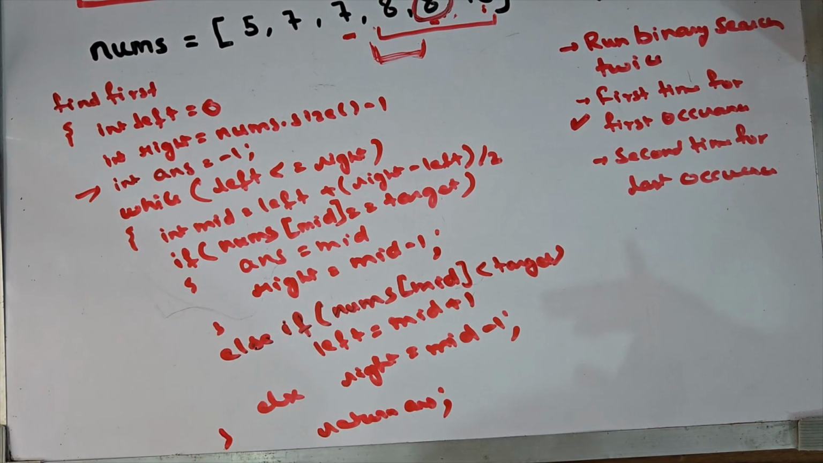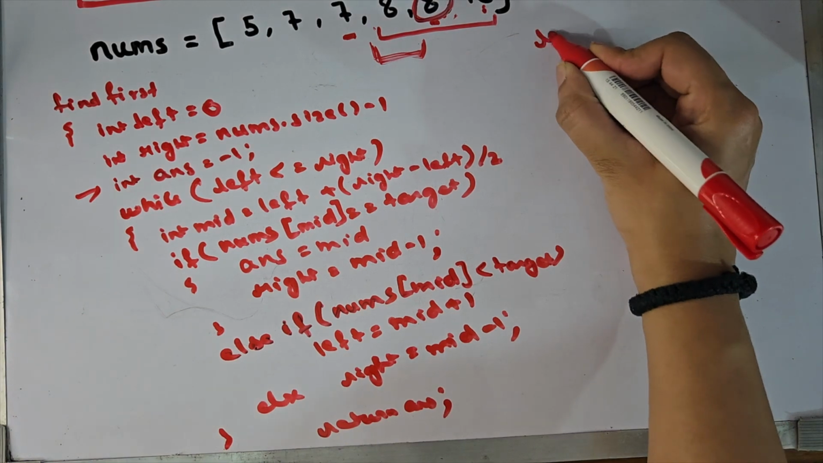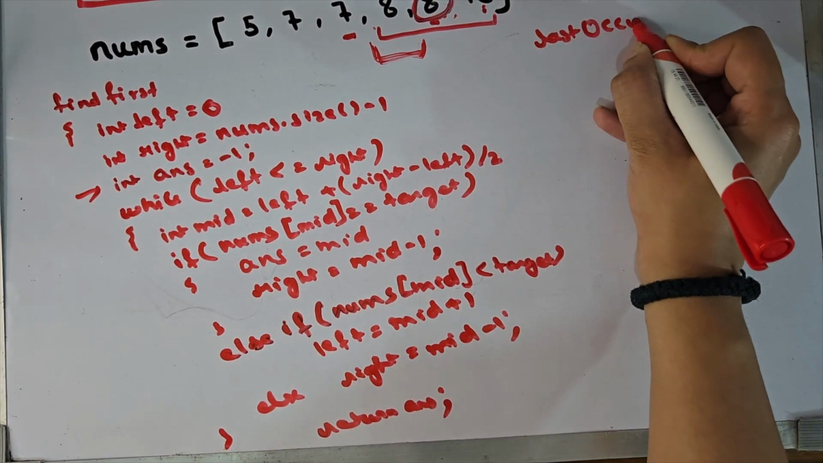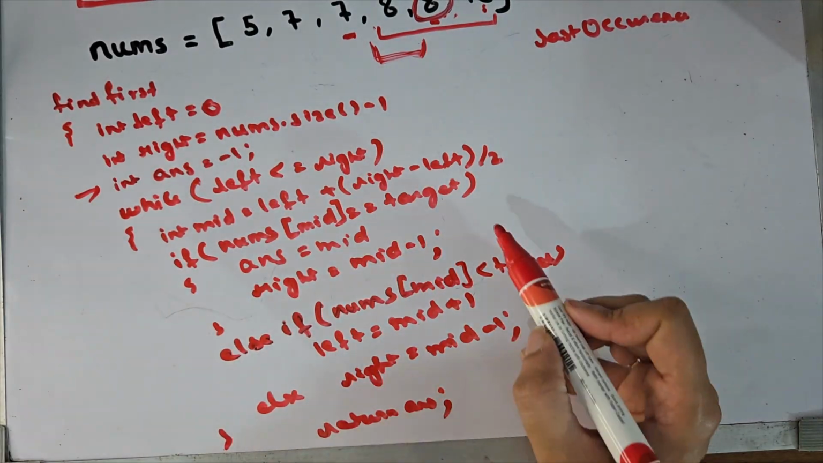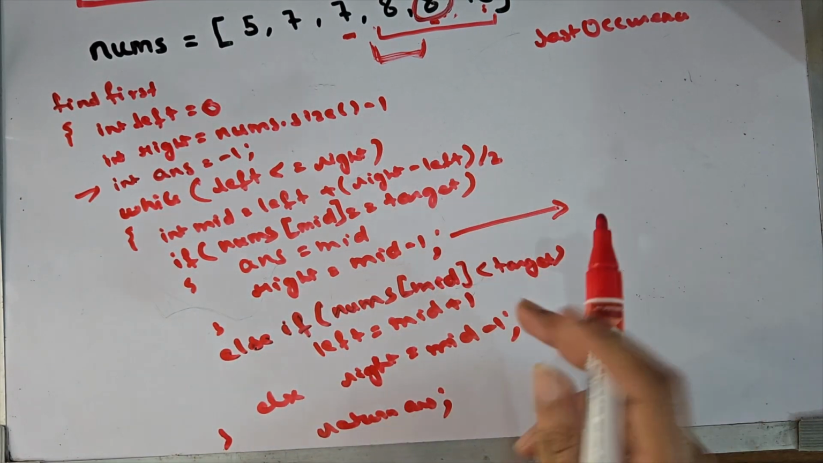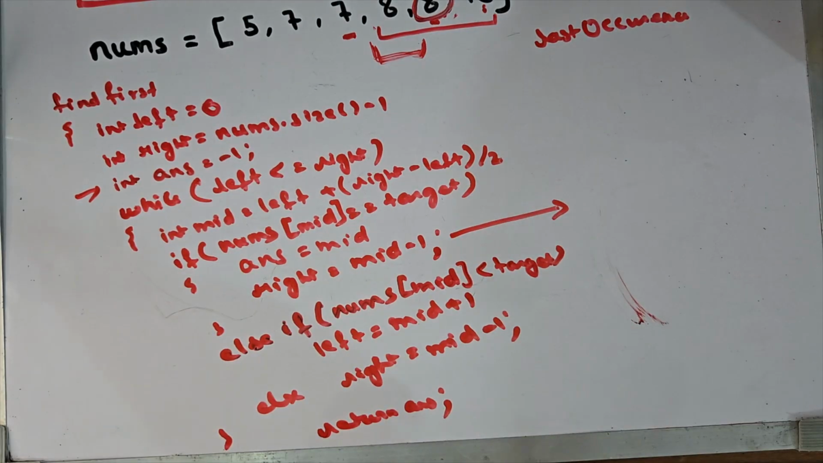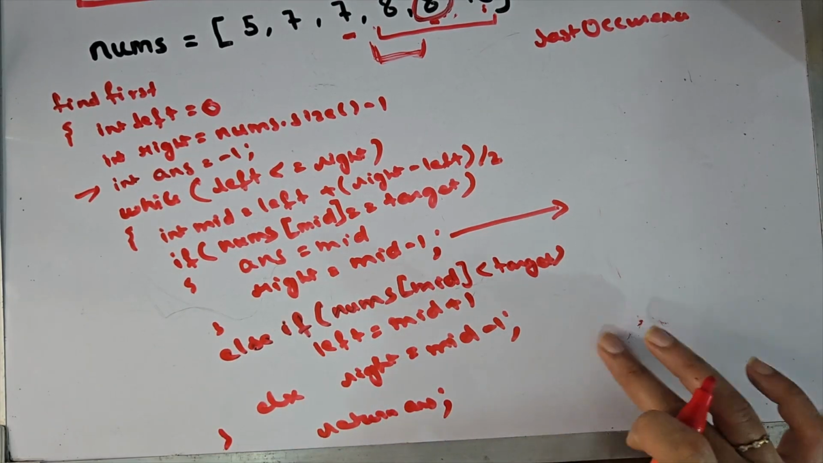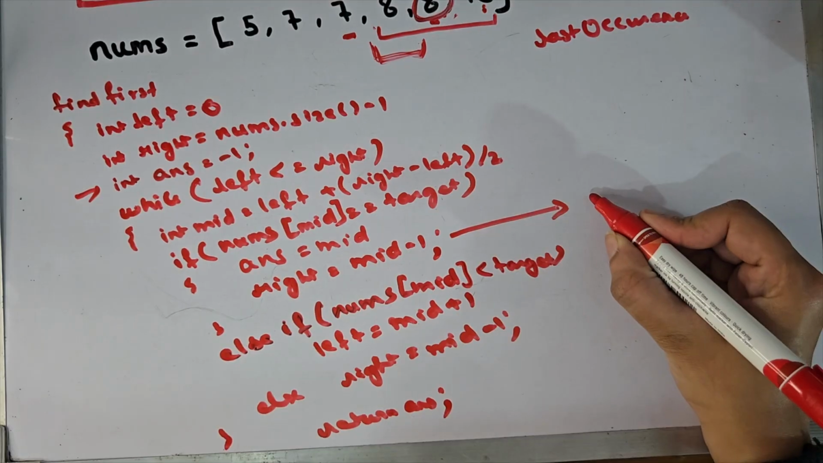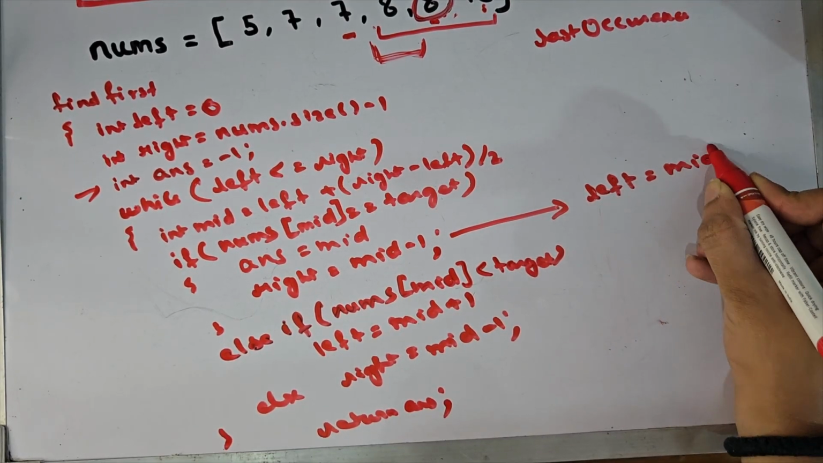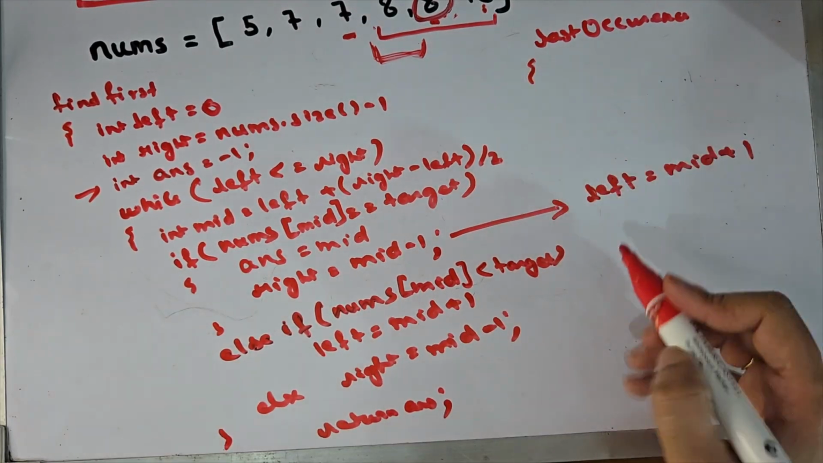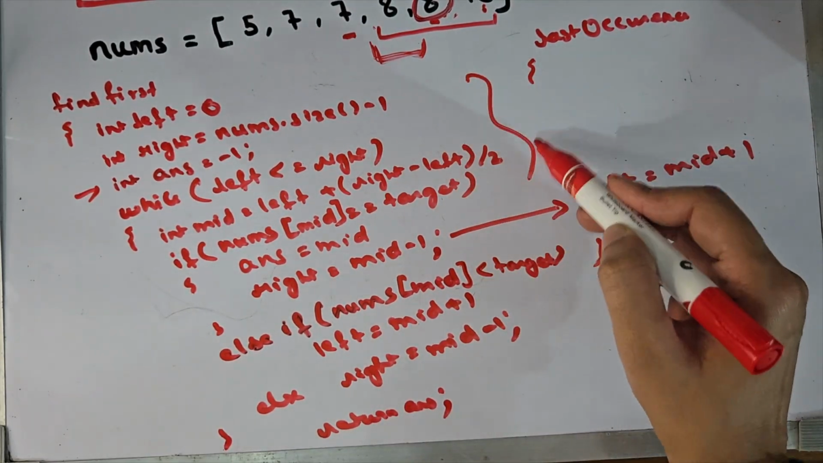So this is for first occurrence. Similarly, we will have a function for last occurrence. It is the same as this, just one change, which is we need to search the right part now. So we will move left is equal to mid plus 1. In case of last occurrence, the rest of the code will be the same.